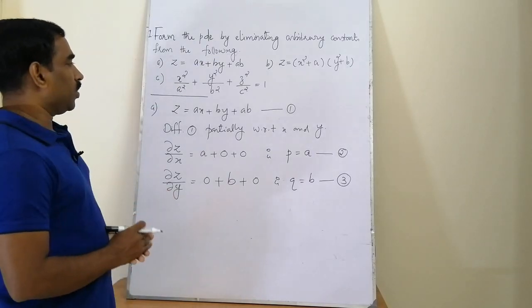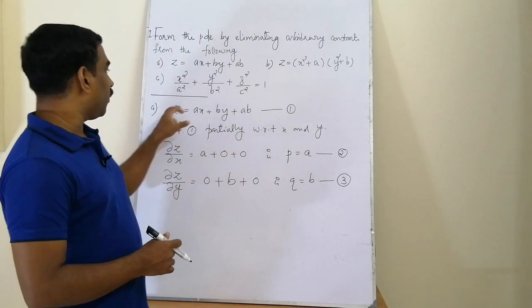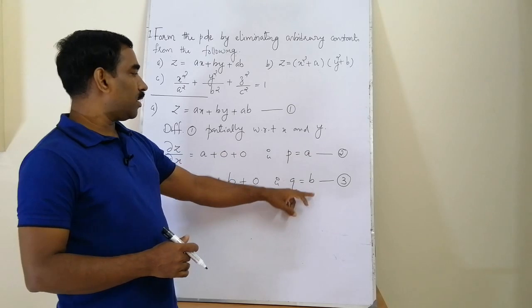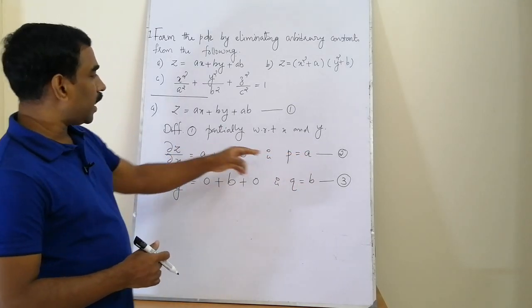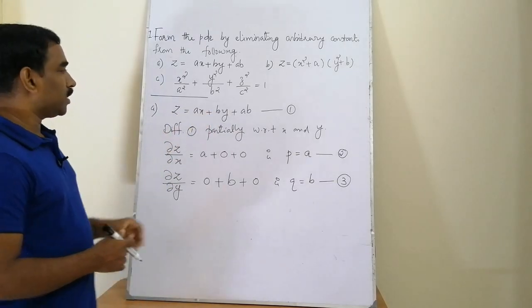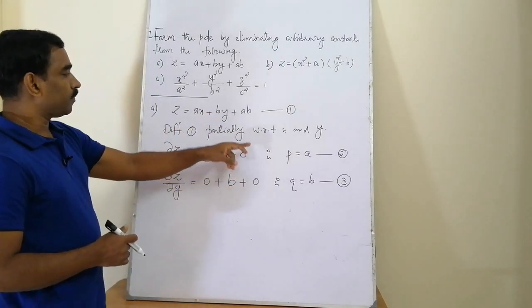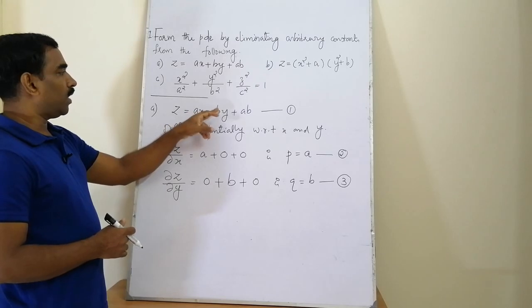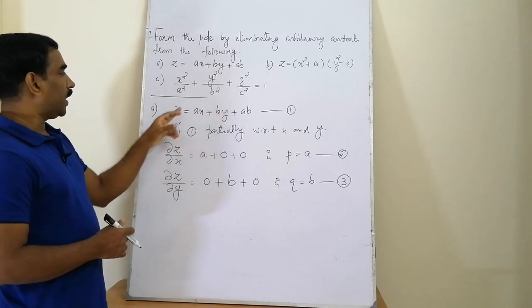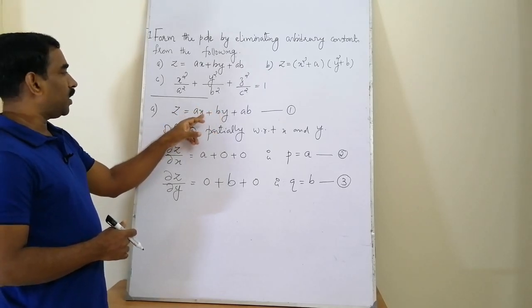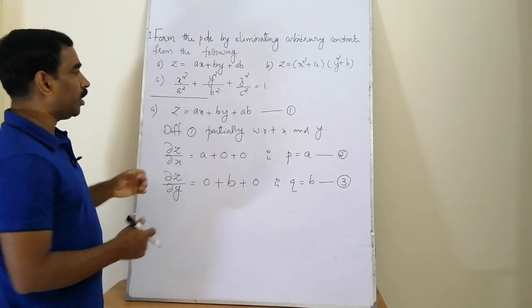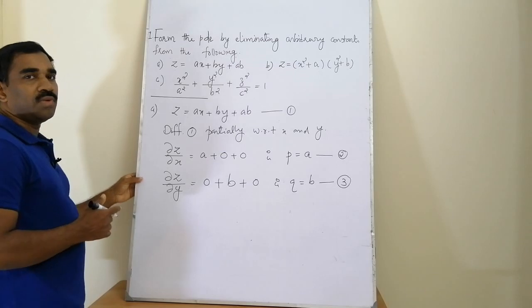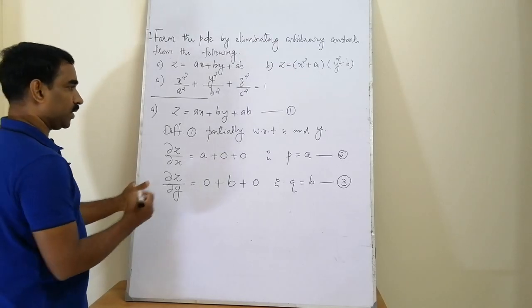Now come to the elimination process. So we have three equations. One is the given relationship, and the second and third are the values of the parameters a and b. Now how to eliminate a and b from equation number 1? It is a simple step. We directly substitute the value of a as p and the value of b as q. Then we get z is equal to xp plus yq plus pq. That is a relationship independent of the arbitrary constants, and it will be the required partial differential equation.